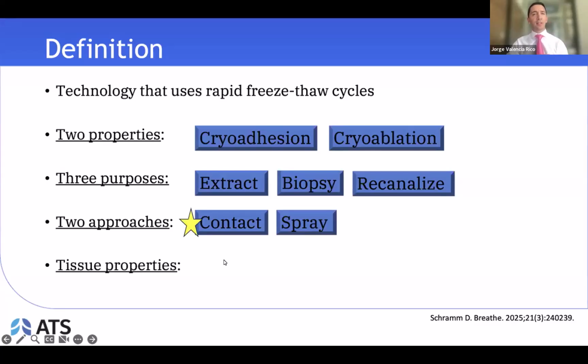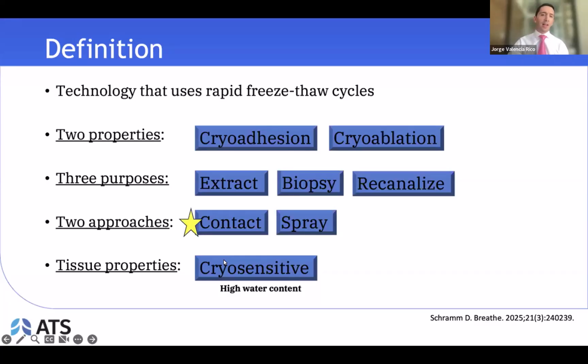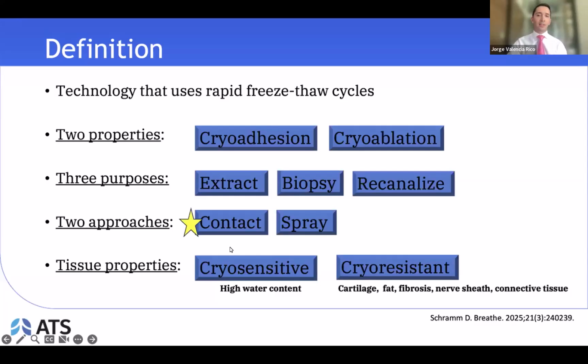Something that is important to know before using cryotherapy is the tissue properties. Some tissues are cryosensitive and others are cryoresistant. Those that are cryosensitive usually have high water content, like mucous membranes, tumors, and granulation tissue. And those that are cryoresistant are cartilage, fat, fibrosis, nerve sheath, and connective tissue.